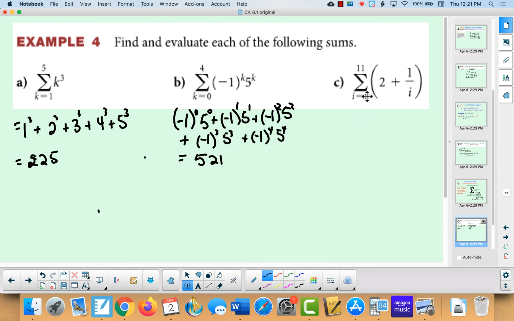This last one starts at 8, so I have 2 plus 1 over 8, plus 2 plus 1 over 9, plus 2 plus 1 over 10, plus 2 plus 1 over 11.